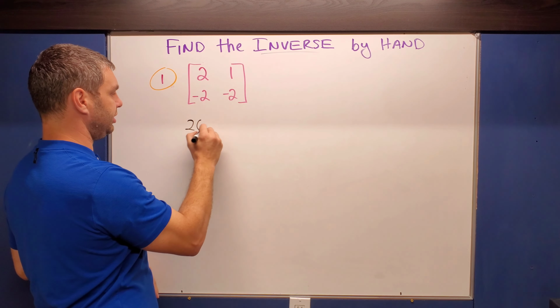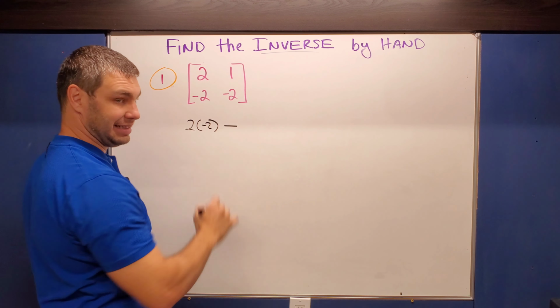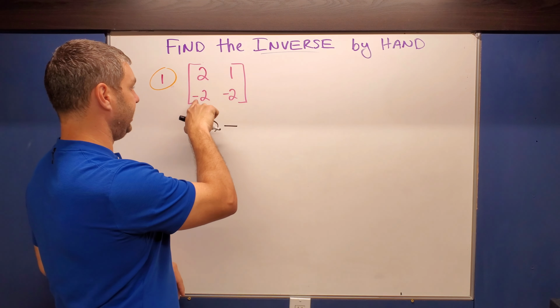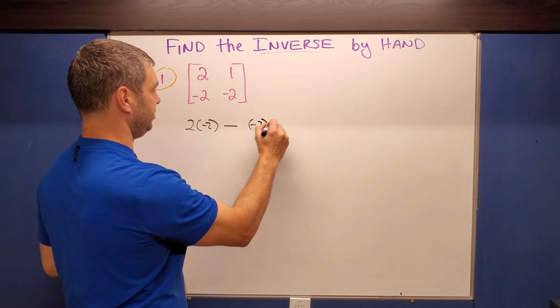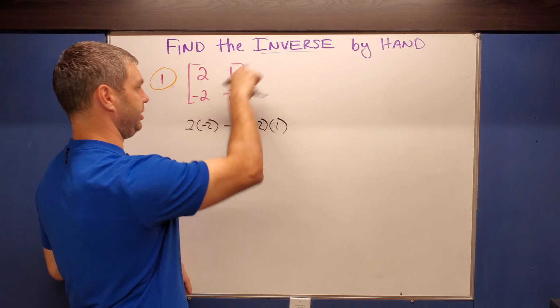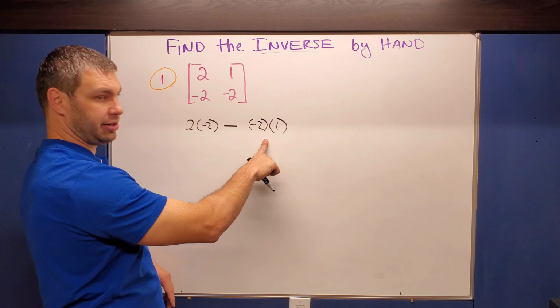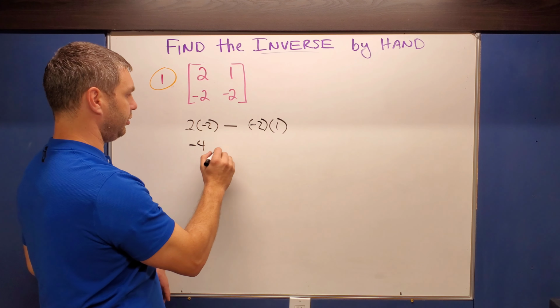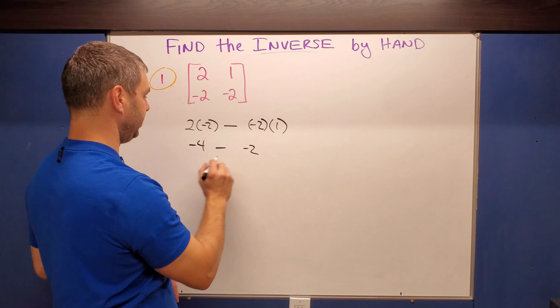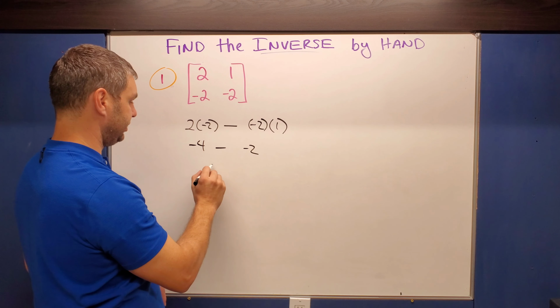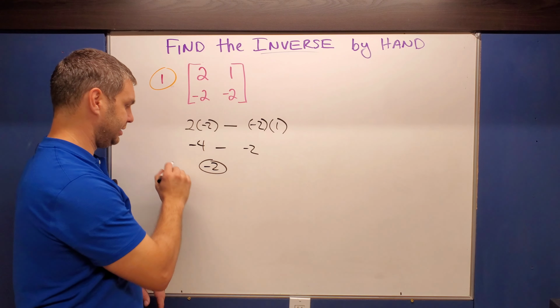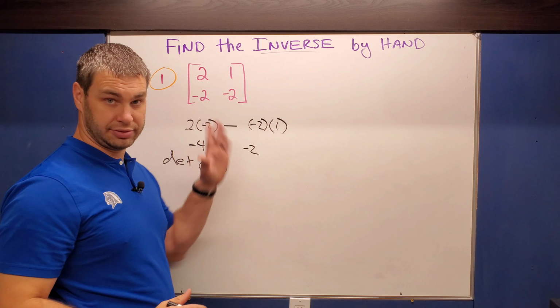So we're going to say 2 times -2 minus, it's always a minus right here, -2 times 1, going up the other diagonal. So down one diagonal minus multiplying up the other diagonal. This is going to give us a -4 minus a -2. -4 plus 2 is what this is, so that's a -2. That's the determinant of this matrix.